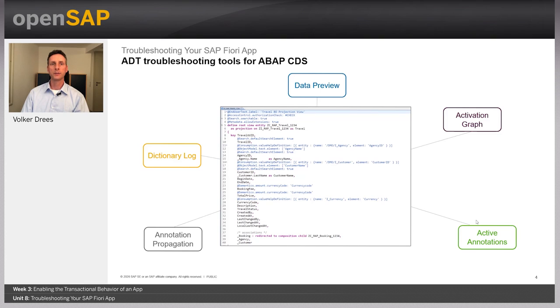The dictionary log comes into play whenever an activation of one or many CDS views fails and more detailed information about the failure is needed. The annotation propagation and active annotations view help you to analyze the annotations finally used as well as to understand where they might be inherited from.